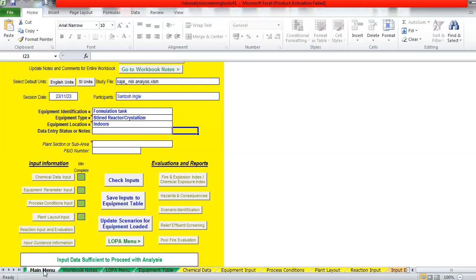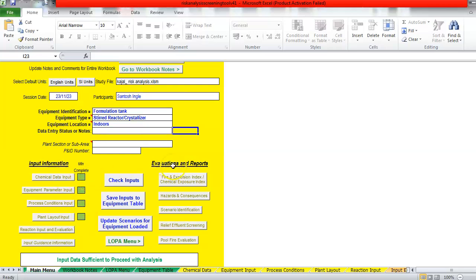You can refer to that. We have seen in that video that to get the reports we need to convert this checkbox into green, and we fill the different data like chemical data input, equipment parameter, process condition and plant layout. So different parameters we have already filled here, that's why it becomes green.